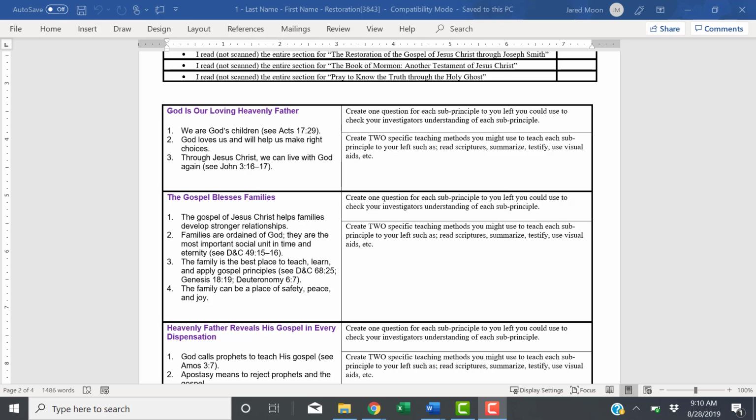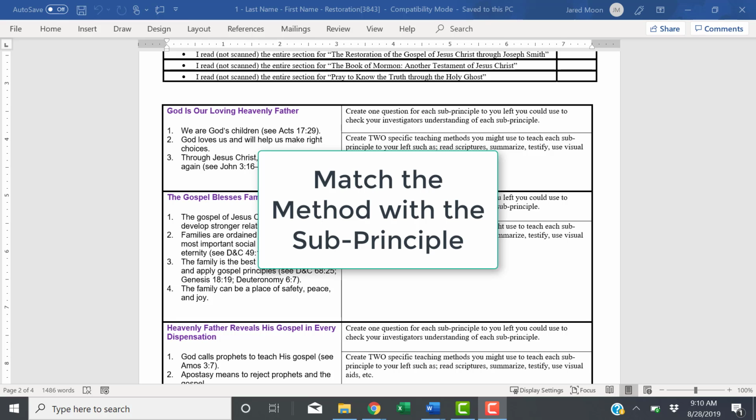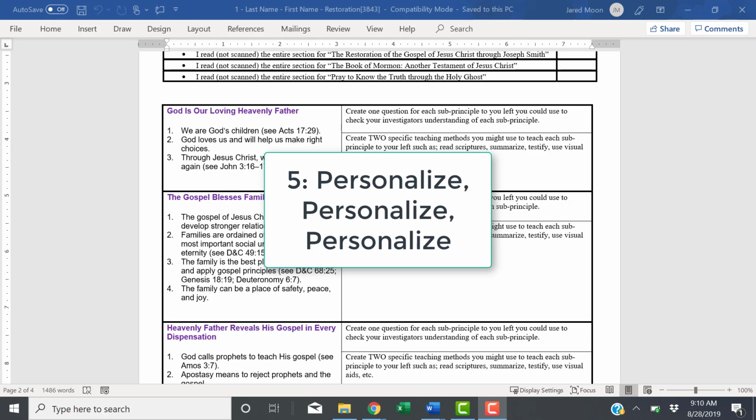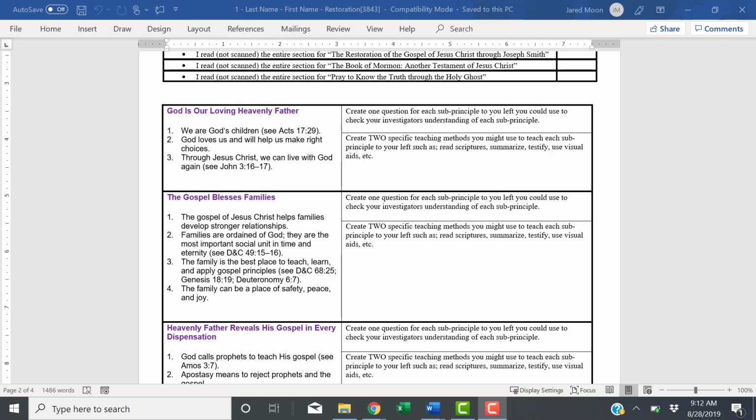You don't have to use a brand new method for every sub-principle because that would mean more than 50 different methods. But you should try to use a variety and, better yet, choose a method that best fits with the specific sub-principle that you're teaching. 5. Personalize, personalize, personalize. Your teaching will be much more powerful as it comes from your own lived experiences.